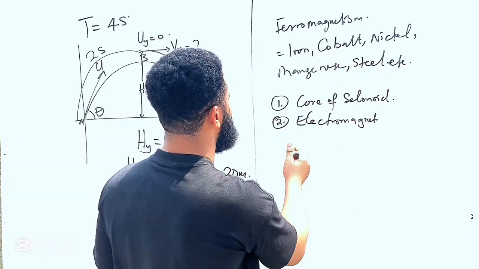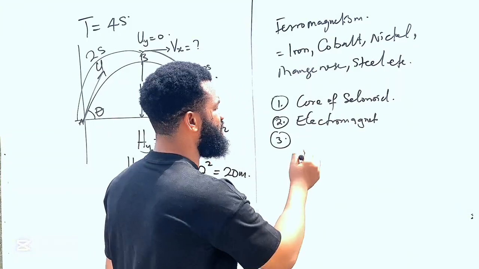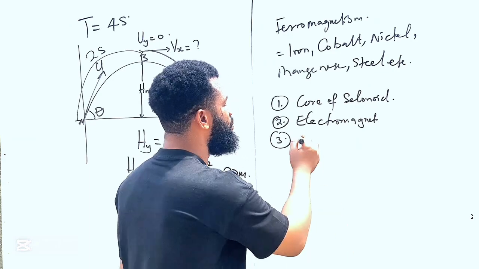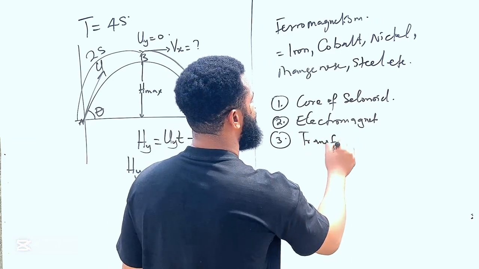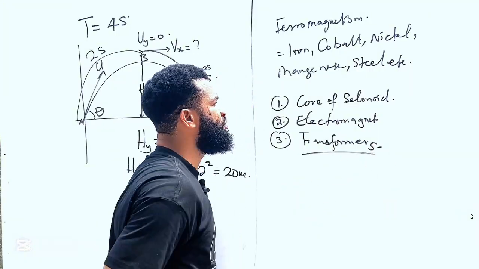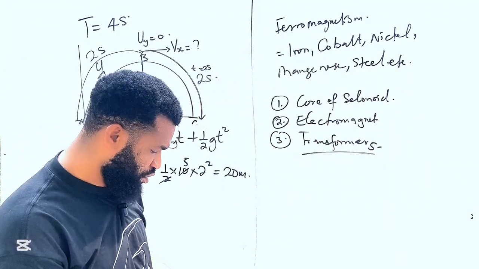Number 3 can be used for making transformers. It can be used in the core of a transformer. So these are the things you can use ferromagnets to do.